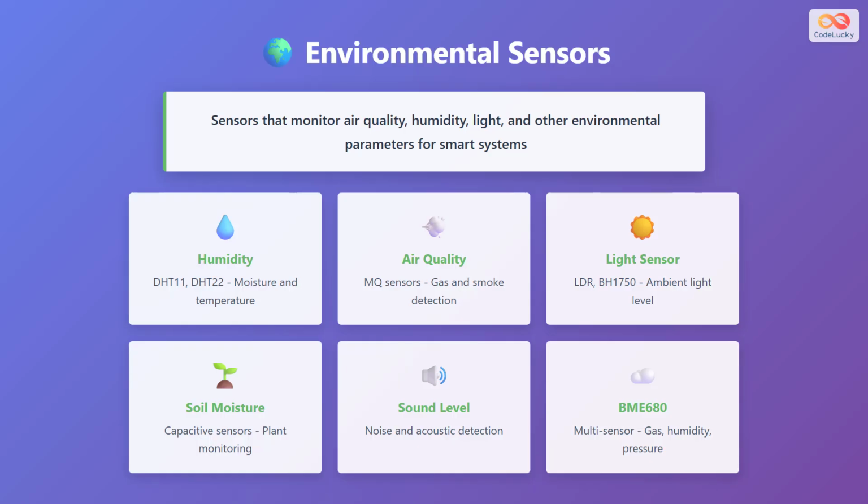Soil moisture sensors use capacitive technology to monitor water levels in soil, essential for automated irrigation and smart agriculture. Sound level sensors detect noise and acoustic levels, useful for monitoring environmental noise pollution. The BME680 is an advanced multi-sensor that simultaneously measures gas, humidity, and pressure, providing comprehensive environmental data in a single chip.